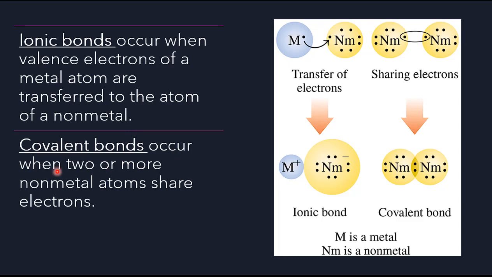Covalent bonds, however, occur when two or more nonmetal atoms share electrons. So as we can see, we have two nonmetals. There's two electrons between them that end up being shared or felt by the nuclei of both atoms. So here the association between the atoms is the equal sharing or relatively equal sharing. Sometimes it's not equal. We'll talk about that. But at the same time, these electrons are existing between the two nuclei, whereas in the ionic bond, the electrons are solely on the nonmetal and not on the metal.